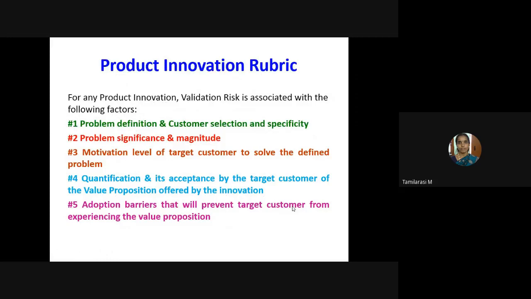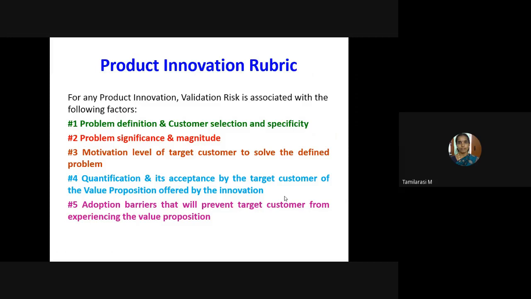So this is the double diamond approach. The double diamond approach is for ensuring whether you have identified the right problem and the right solution or not. Which means, identify the best solution for the problem or not. The next thing is a product innovation rubric. This is about validating what the risks in your project are. For example, if the risks are higher, then there is no need to implement this project.